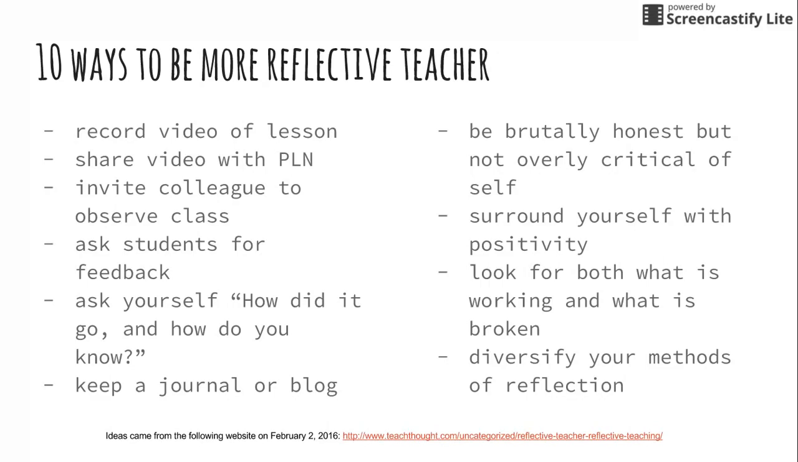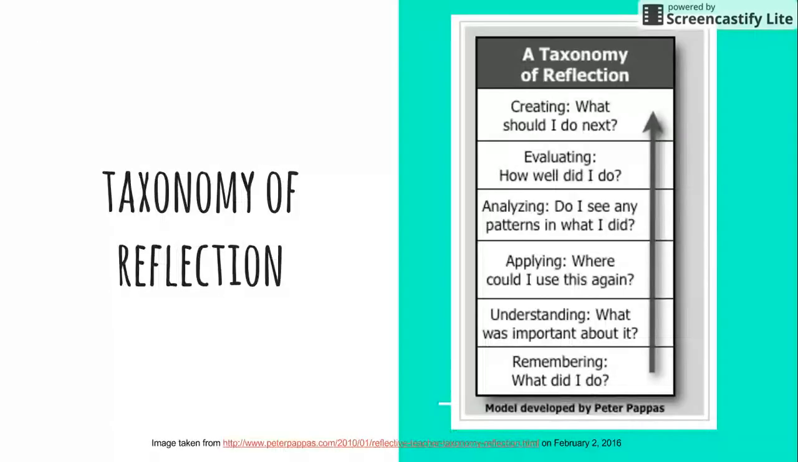Surround yourself with positivity. Look for both what is working and what is broken. So focus on the good, focus on the bad, using your strengths to bring up your weaknesses. And also diversify your methods of reflection. So don't reflect the same way every time. There's also a taxonomy of reflection, just as you're used to Bloom's taxonomy. Again, you can see this came from a website, not my own ideas, just sharing them with you, from Peter Pappas. Notice we have this taxonomy of reflection.